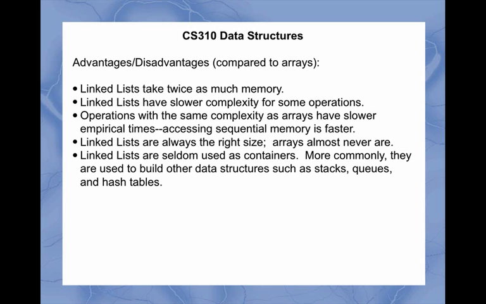Finally, linked lists are not generally used as containers. More commonly, they're used to build other data structures, such as stacks, queues, and hash tables. It's fairly simple to use composition to build a stack and a queue with a linked list. And this makes a great deal of sense because stacks and queues have big O of 1 behavior for push, pop, enqueue, dequeue, and therefore you're not constrained by the slowness of accessing linked lists as they would be if used as a container.